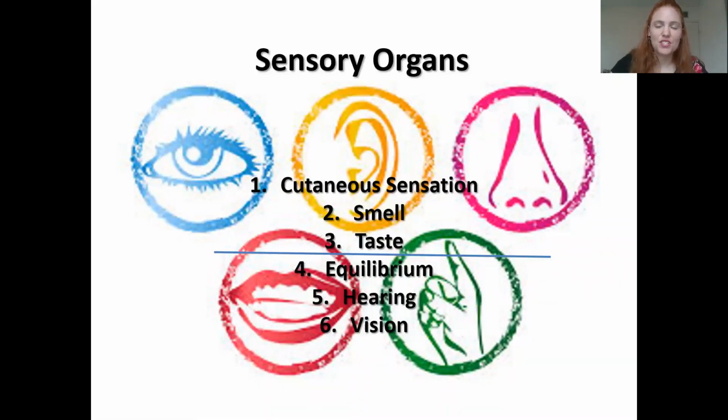Hi everyone. So today we're starting in with the sensory organs. Today we're going to talk about general sensation, and then I'll do a second video on the smell and the taste. I'm going to group those together because they're very, very similar. And we'll talk about why in a little bit.